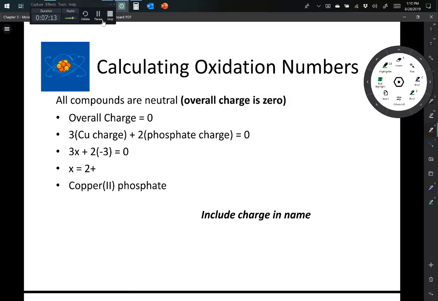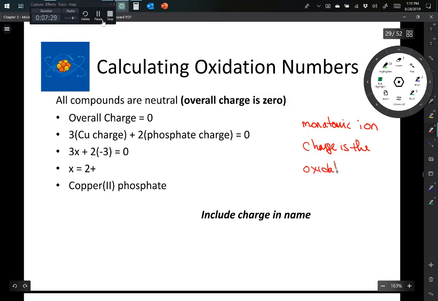Okay, so the charge on a monatomic ion is the oxidation state or number. So if I have a 3+ ion, its oxidation number is 3+. If I have a 2- ion, monatomic ion, its oxidation number is -2. Okay? So its charge and its oxidation number is the same thing. So we have to figure out how to do those calculations.